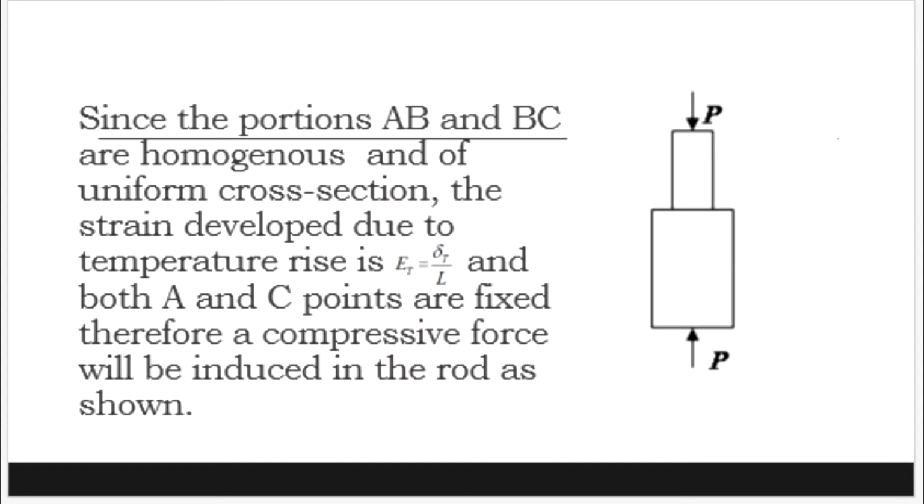Since the portions AB and BC are homogeneous and of uniform cross-section, the strain developed due to temperature rise is epsilon_T equal to delta_T over L, and both points A and C are fixed. Therefore, a compressive force will be induced in the rod as shown.